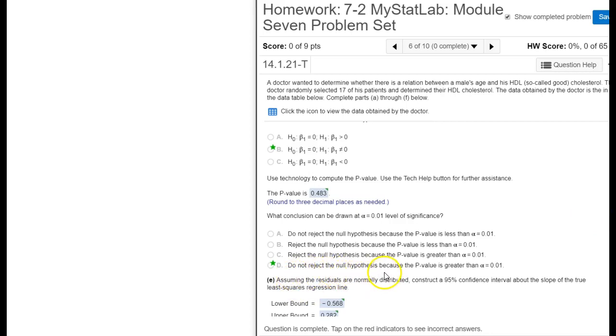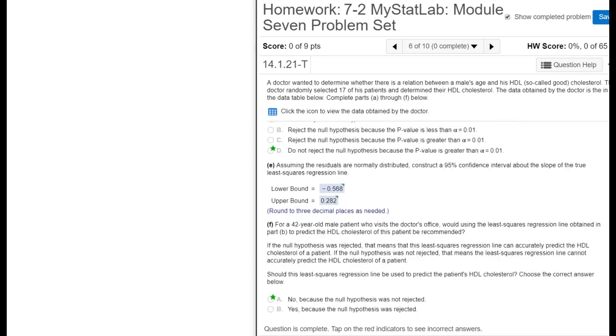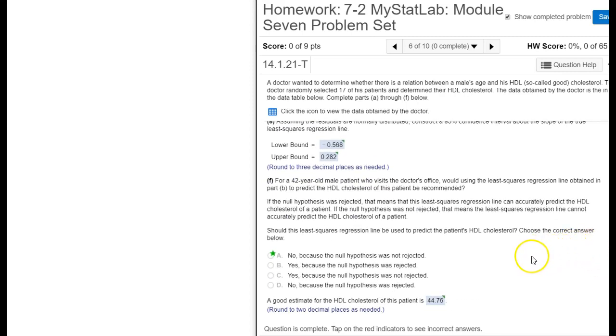We do not reject the null hypothesis. I believe you should have that too, hopefully. If you do not reject the null hypothesis, that will tell you either not reject or not reject, one of those two options. Your answers might be in a different order. Realize if we do not reject the null hypothesis, then the answer to this question, should the least squares regression line be used to predict the patient's HDL cholesterol, will be no. It would not be a good use of the least squares regression line to predict if we did not reject. It's telling us the regression line is not a good fit for the model.